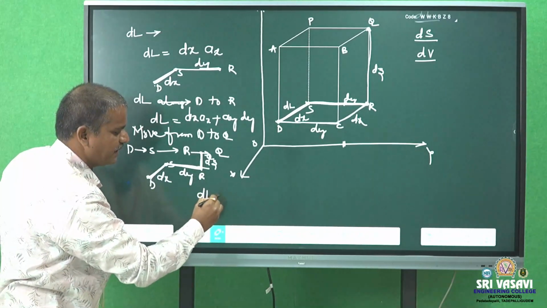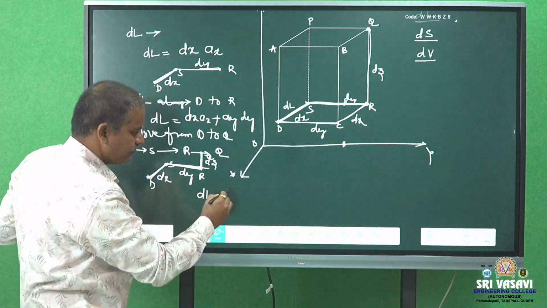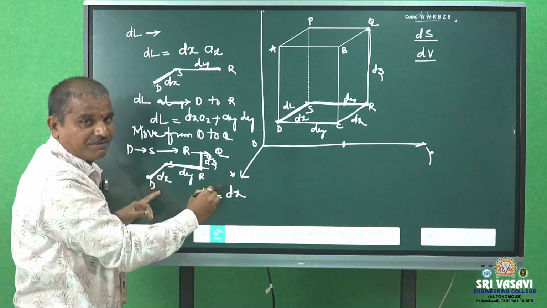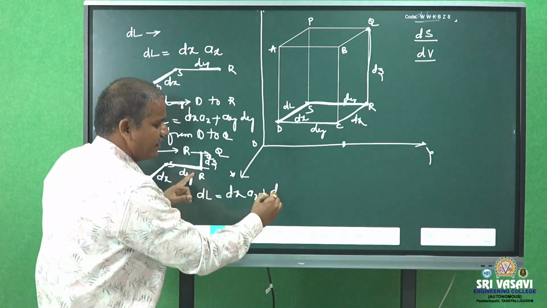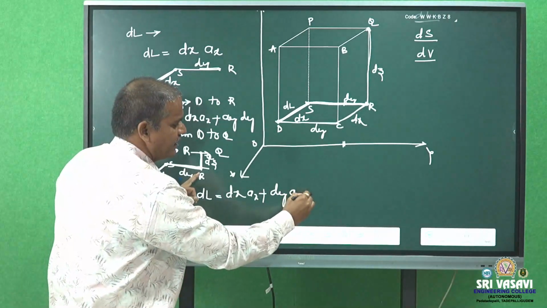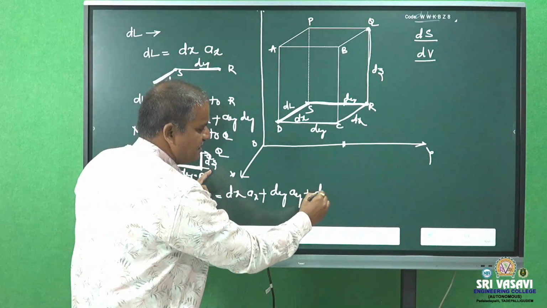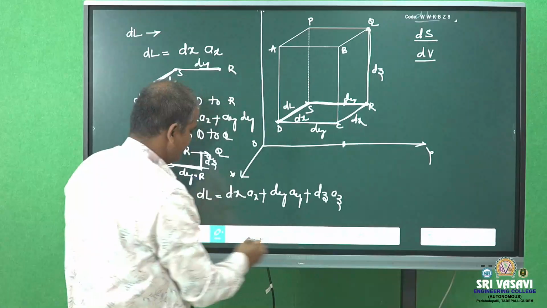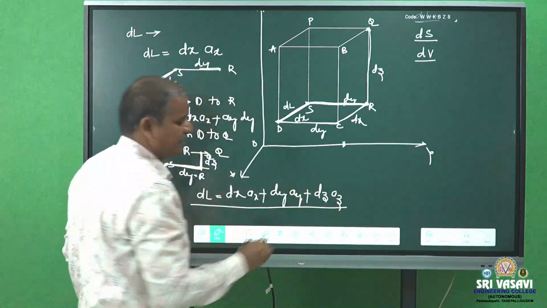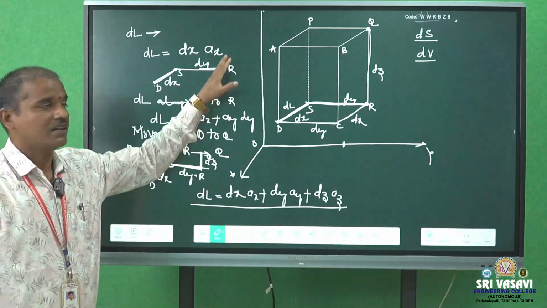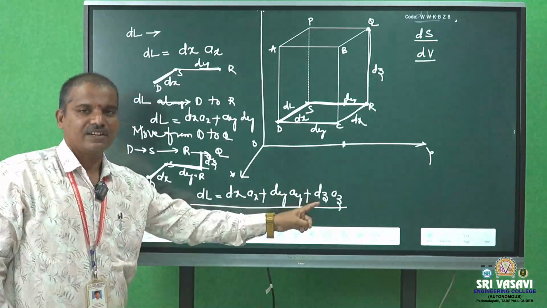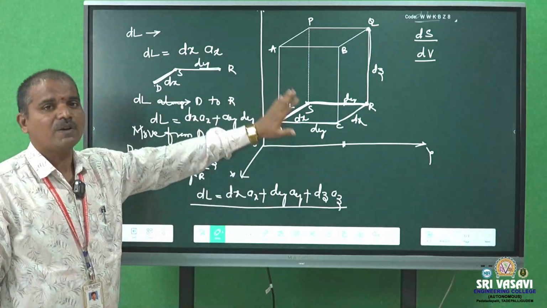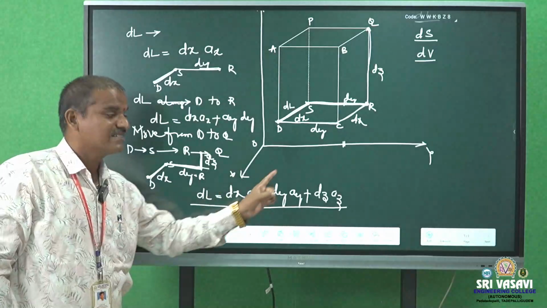Therefore, the differential length becomes dx unit vector AX, plus dy AY, plus dz AZ. This is called differential length. That's the first application of your Cartesian coordinate system: differential length in X, Y, Z direction. Because we are talking about Cartesian, the variables are X, Y, Z.